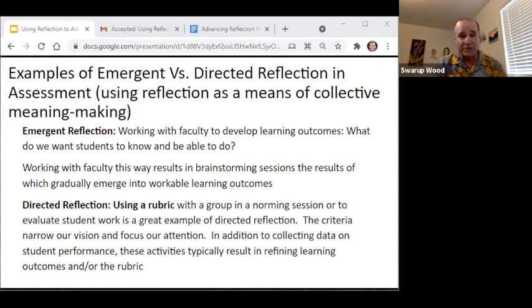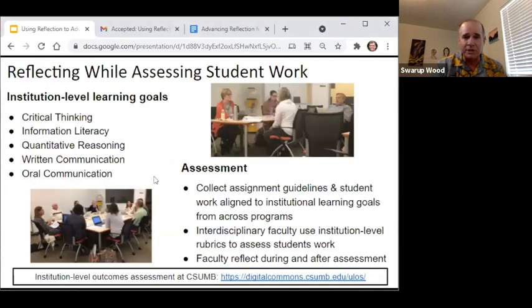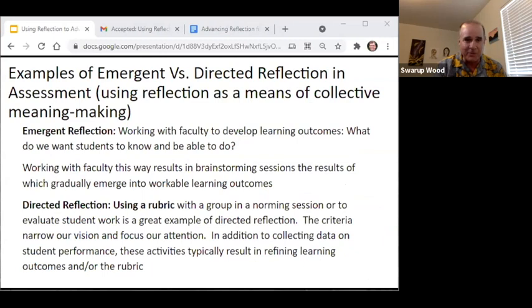And again, the only things that are driving that conversation are the implicit frameworks that faculty brought in from their disciplines, but it's quite open-ended, quite inquiry-based. Whereas directed reflection, an example of this would be using a rubric with a group of faculty in a norming session or to evaluate student work. It's a great example of directed reflection. The criteria narrow our vision and focus our attention. In addition to collecting data on student performance, these activities easily result in refining learning outcomes or refining the rubric.